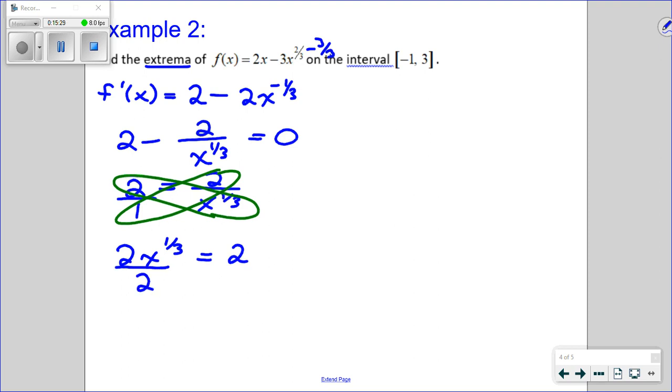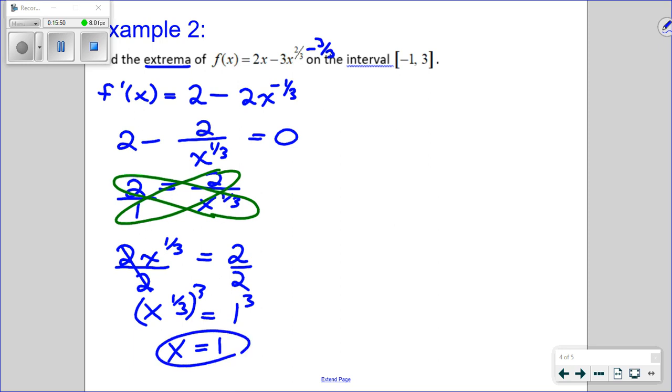And then we'll solve for x. So we'll just divide by 2. We'll get x to the 1/3 power equals 1. And then how do we undo that 1/3 power? Well, you just raise it to the 3rd power. Okay, because 1/3 times 3 is equal to 1. So we're just going to cube both sides, and 1 cubed is still 1. Okay, so x equals 1 is our critical number.